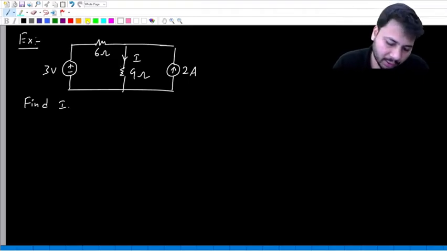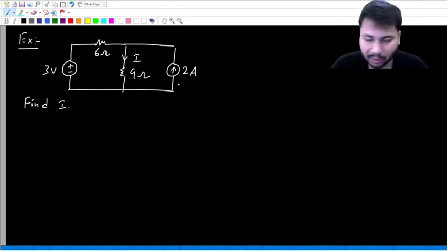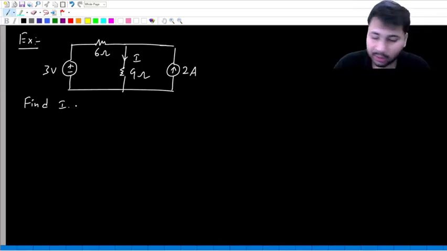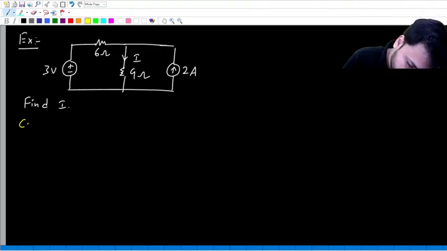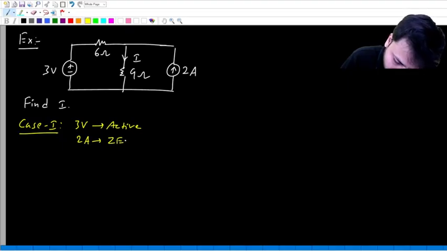Clearly it is a linear circuit, because apart from the independent sources, we just have 2 resistors, both of which are linear. And since there are 2 independent sources, one voltage source and one current source, we can use superposition, okay. And what we want to find is I, the current through the 9 ohm resistor, okay. So case 1 is the 3 volt source is active and the 2 ampere current source becomes 0.